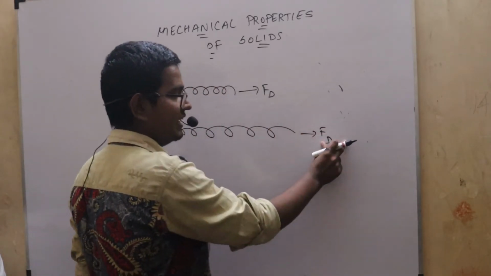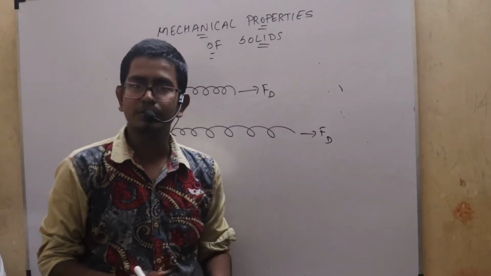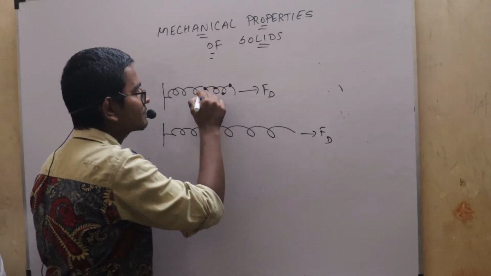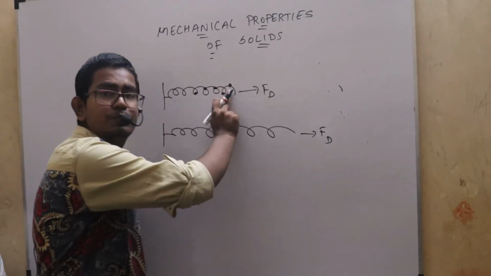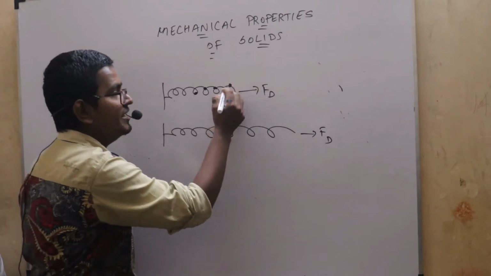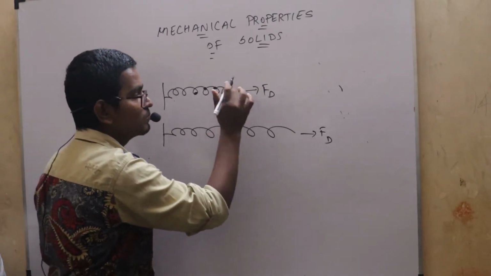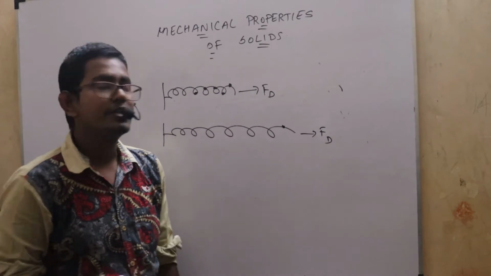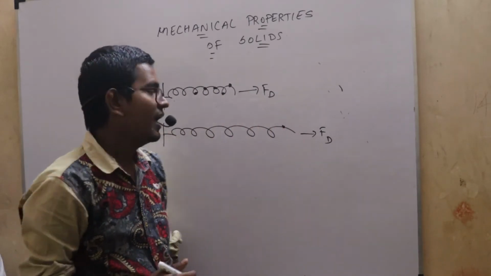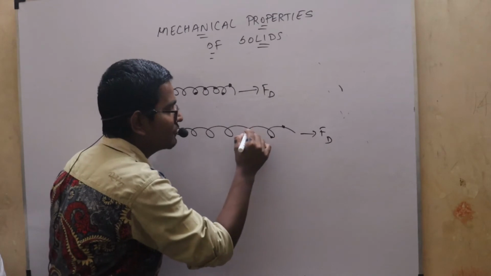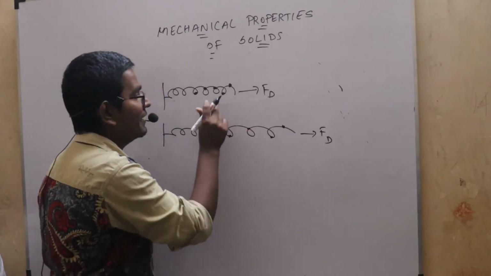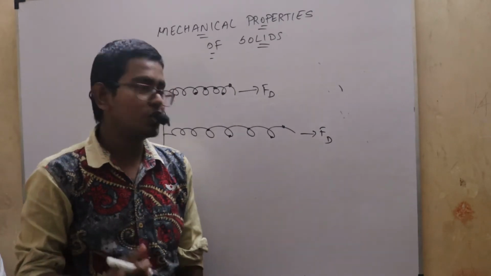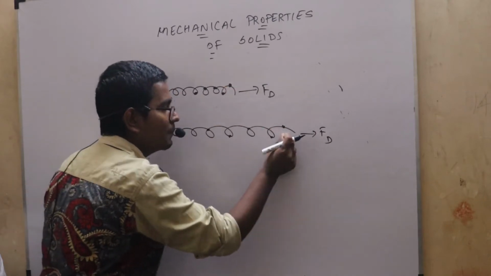Still the deforming force is there. As I'm applying the deforming force, the molecules of the spring are going to change their positions. Initially, this molecule is present here and now this molecule has been changed to here. That means there is a change in the position of the molecule due to my deforming force. Now the intermolecular forces are going to act between them in order to bring these molecules back to their original position.